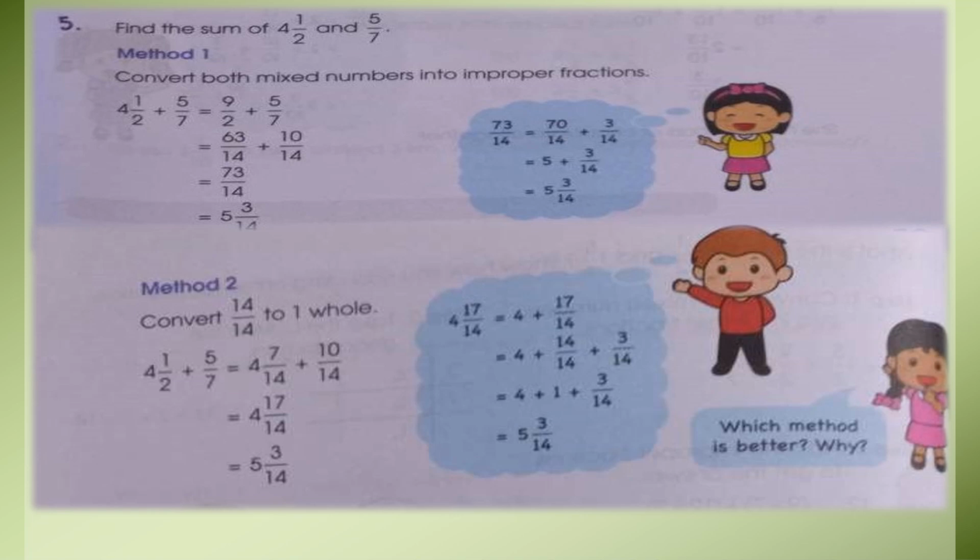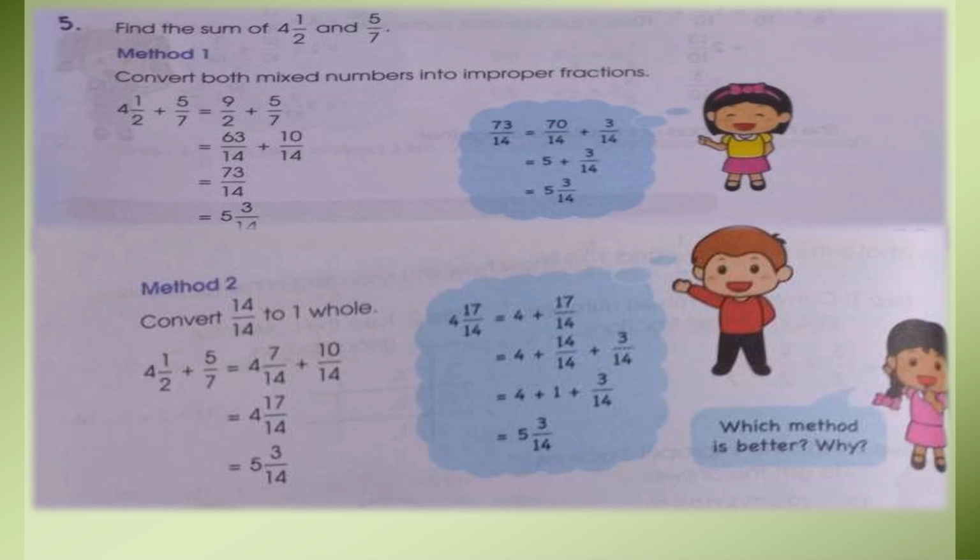Before adding, we have to make the denominator the same, so we are going to multiply and divide 9 over 2 by 7 to make it 14, and 5 over 7 by 2 to make it 14. Now we have 9 into 7 is 63, and 2 into 7 is 14, plus 5 into 2 is 10, and 7 into 2 is 14.